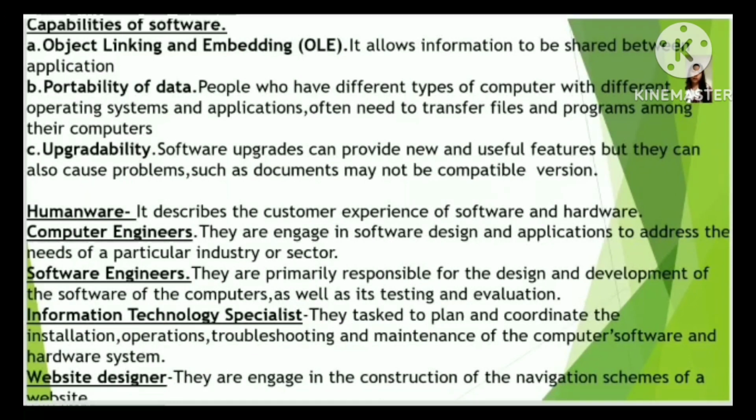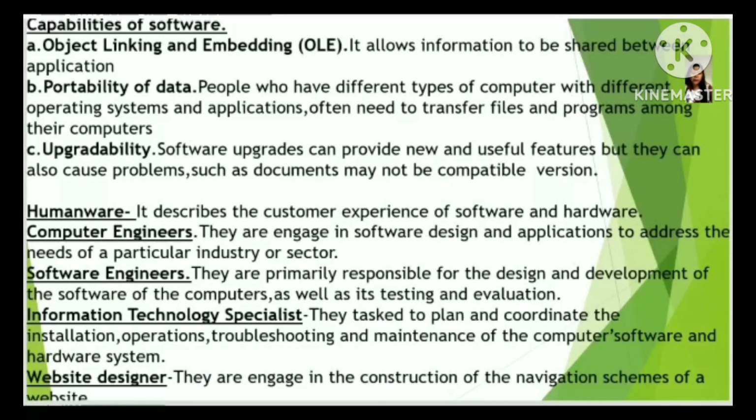Capabilities of software: object linking and embedding. It allows information to be shared between applications. Example, a spreadsheet created in Excel can be imported into Word. It's a method of exchanging information between applications, and it makes data portable.